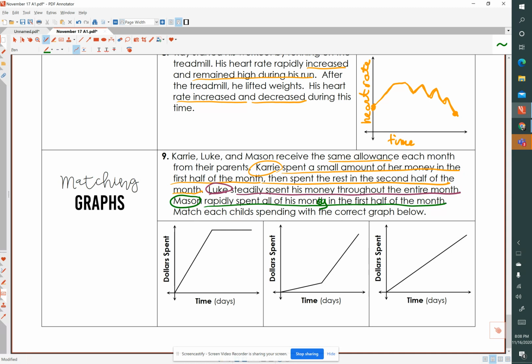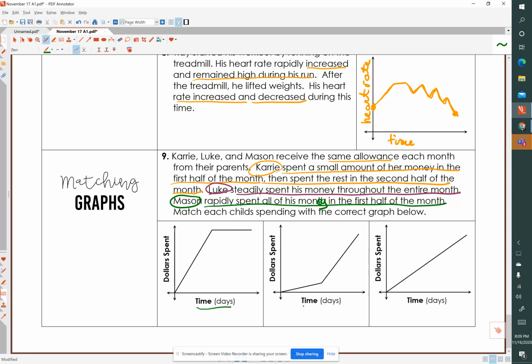So, we're going to match each student's spending with their correct graph. So, let's see. Let's look at Mason. He rapidly spends all his money in the first half of the month, and then it's gone. He's at a plateau. Whenever you see something that stops and remains the same, we're looking for a horizontal area on the graph.